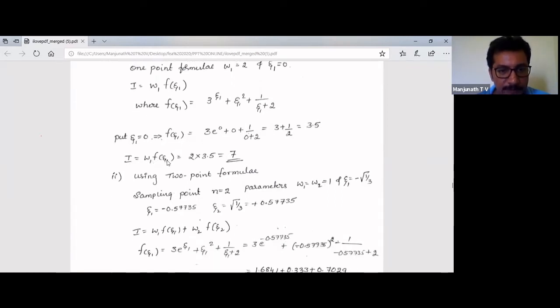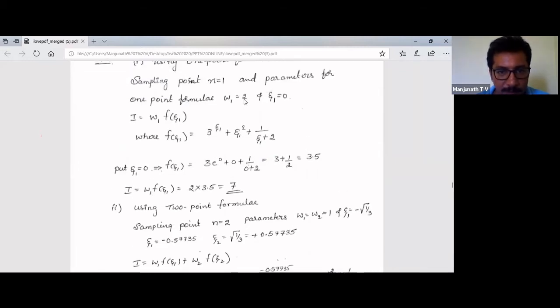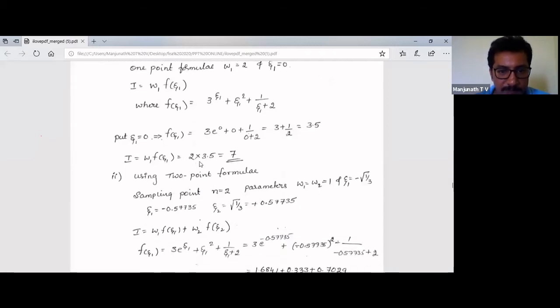Once you have got the 3.5 f of function value, then the integral, the height, is equal to w1 f of zeta 1. Now we have calculated f of zeta 1. So just substitute here: w1 for one sampling point is 2, into f of zeta 1, which we have calculated as 3.5. So the final value is 3.5 into 2, which is 7. This is the value 7 we have got from the one sampling point.